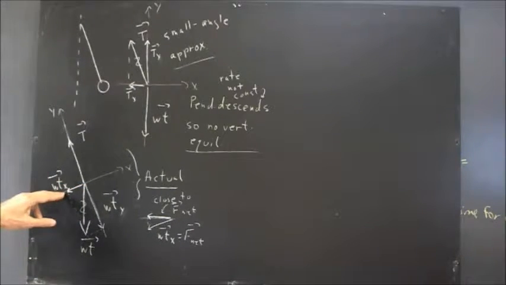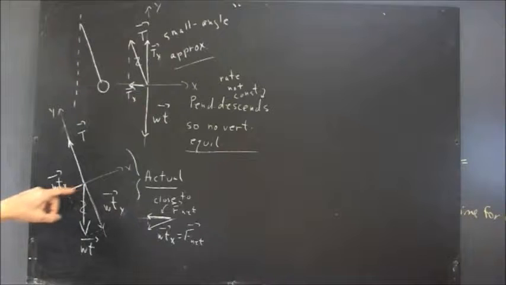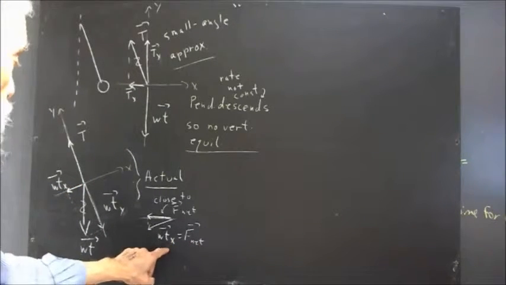If you do this, you get this very accurate picture, and the weight vector is going to be the net force vector, because the y component of the weight and the tension will add up to 0. So there's your net force. So here's your net force. That's your x component of the weight.